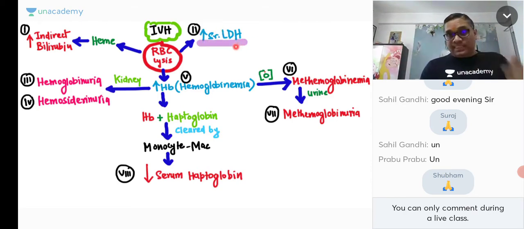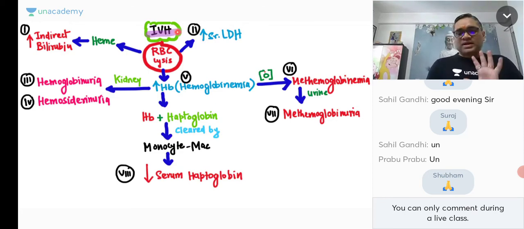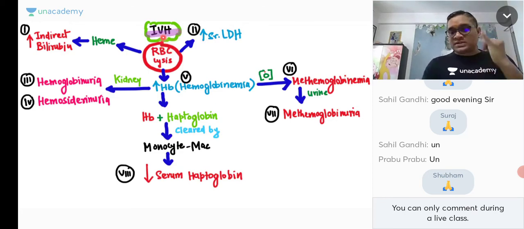Intravascular and extravascular hemolysis both share this point, indirect bilirubin, right? But serum LDH will be seen only in case of intravascular hemolysis. Clear? So when RBC is damaged, what are the things they will release? One is the heme, second is the LDH, and third is the hemoglobin, right? Heme, LDH, hemoglobin.